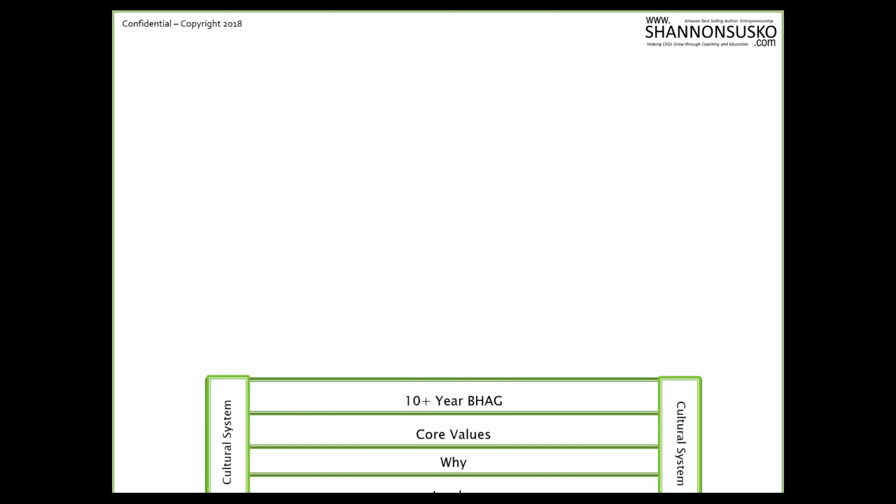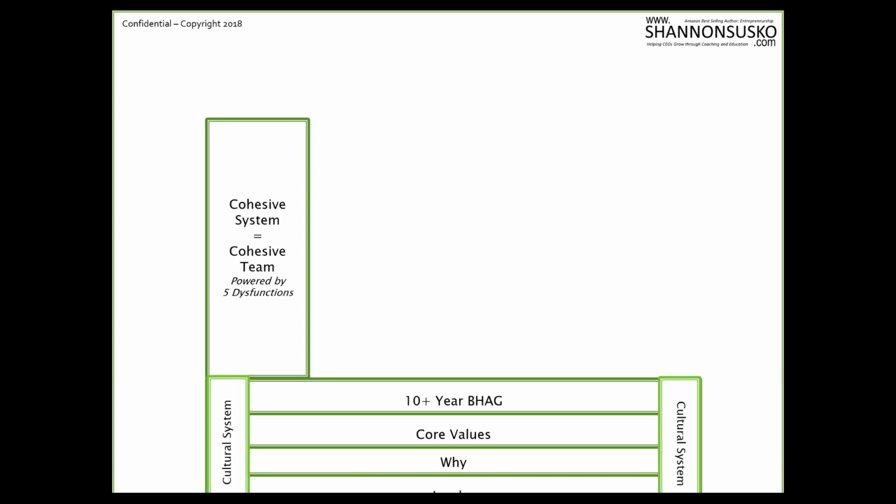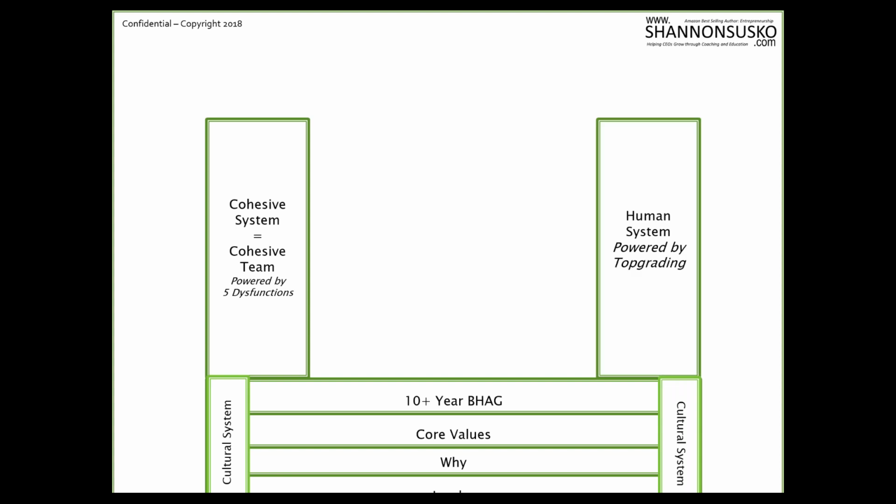So the foundation of what we're creating, both as leaders in our company and as coaches supporting companies, is that we need to ensure we understand our core purpose, our core values, and our 10 to 30-year goal. This is the foundation of our company and our cultural system. We want to get in place our cohesive system, which will drive our cohesive team, which becomes a very high-performing team, loving the framework from Pat Lencioni, powered by The 5 Dysfunctions.